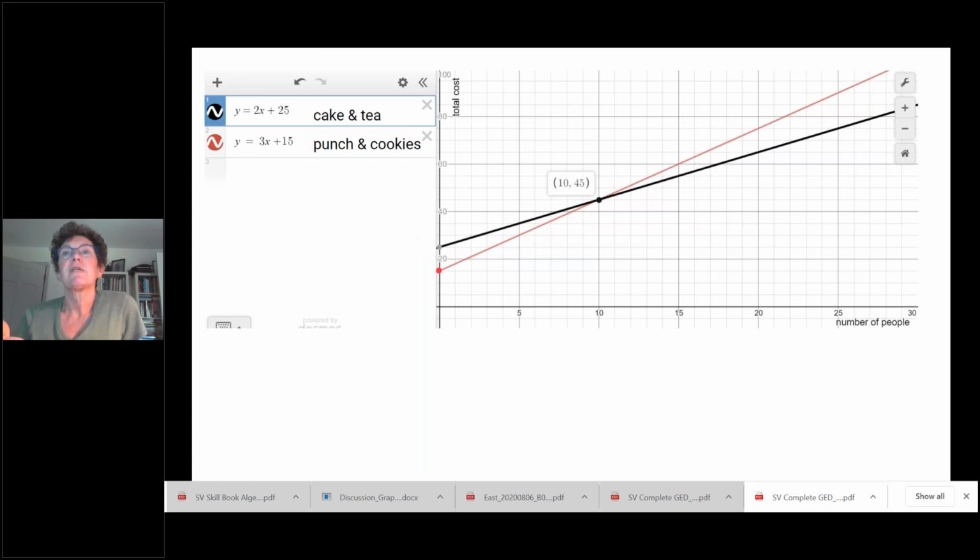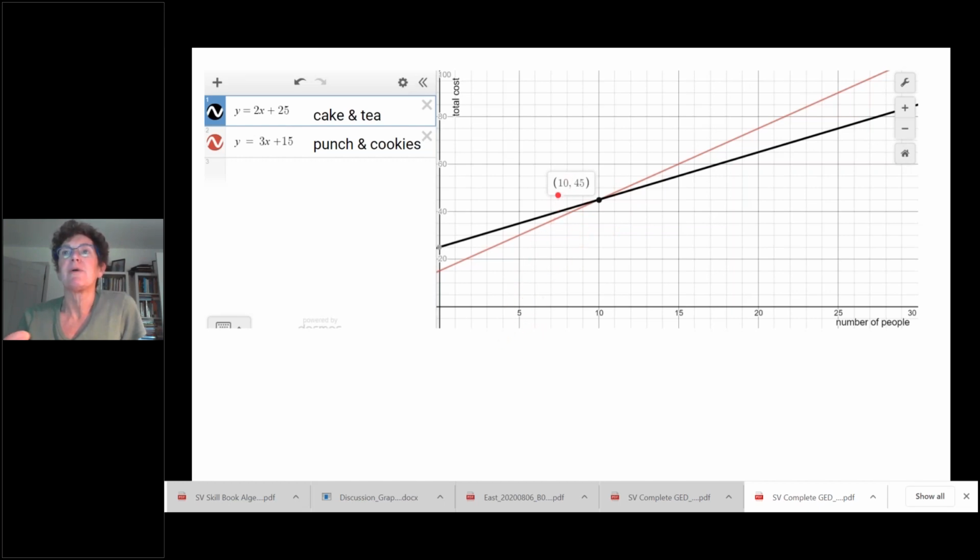And for my punch and cookies, what did I just say? 5, 10, 15. Yep, there's my 15 intercept, where I'm starting for my punch, and then I would go up 3 over 1, up 3 over 1. There's my slope. What does this point (10, 45) represent?